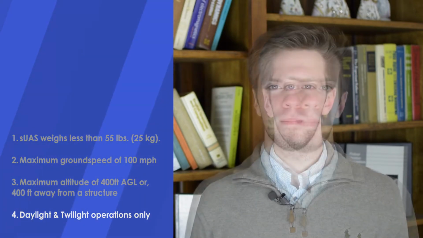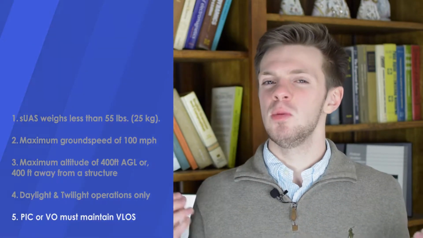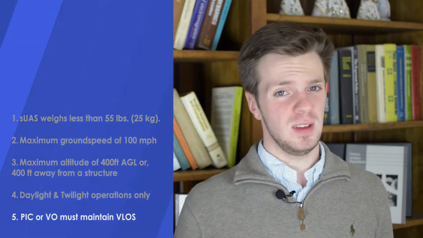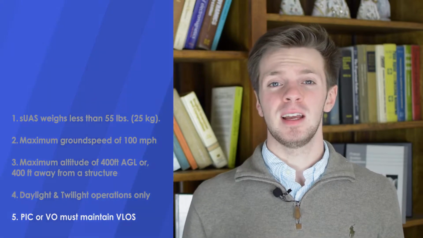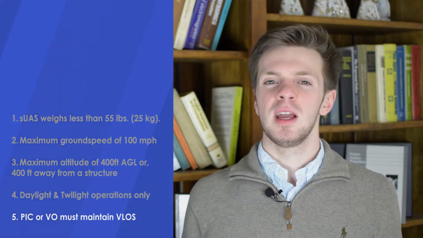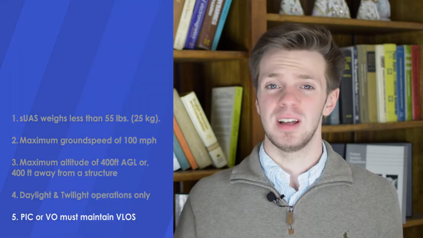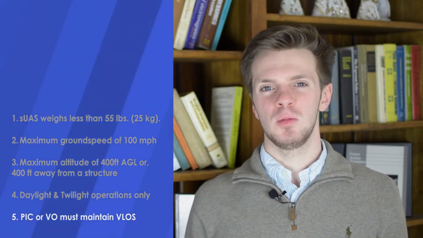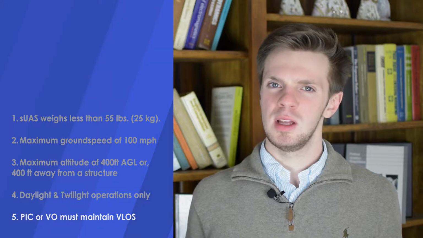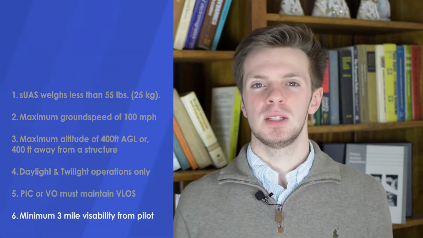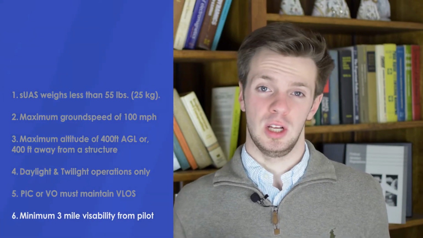Number 5, and this is a big one, is that you must maintain visual line of sight with your aircraft. This is also known as VLOS. Now either the pilot in command or a visual observer can maintain this VLOS, but somebody has to have their eyes on the drone at all times. Now I'll explain what a visual observer is in just a second, but it does create some interesting circumstances. And number 6 is that the minimum weather visibility must be 3 miles from wherever your control station is.